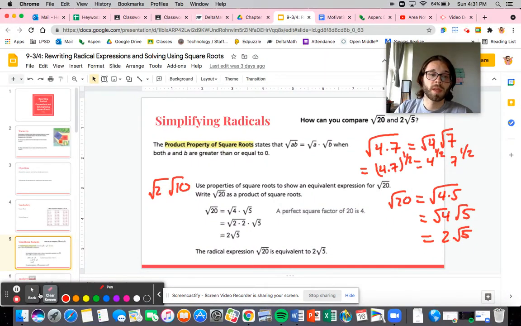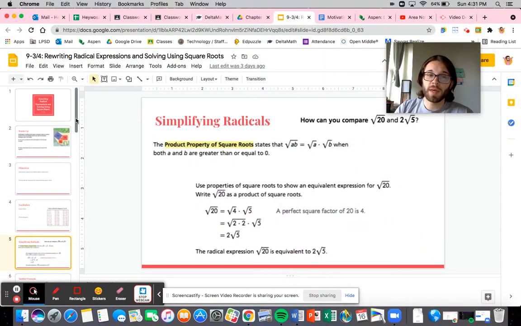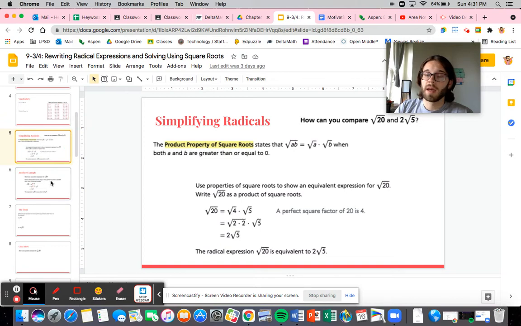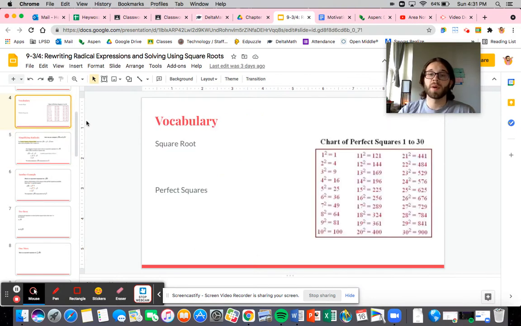All right? So when we're doing this and practicing, what you're going to want to do essentially is break up the number underneath the radical, which is called the radicand, into a perfect square and a number that's not a perfect square. My recommendation to you is, pull up a list of perfect squares, see which ones you can multiply times numbers to get whatever you're working with.